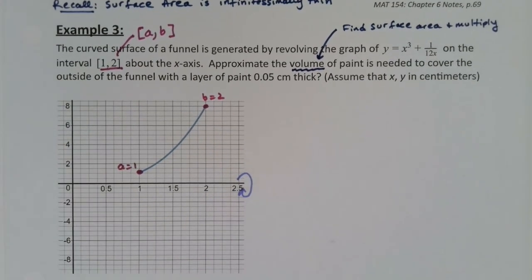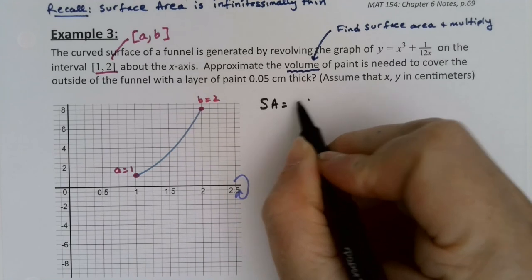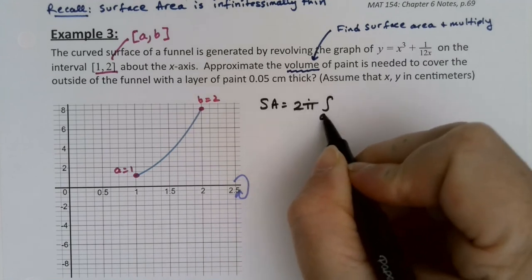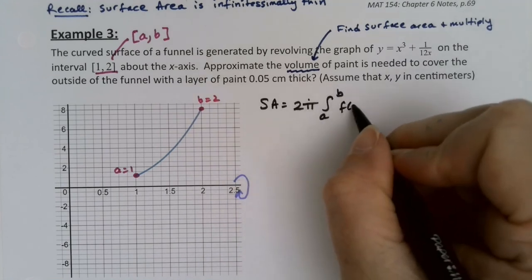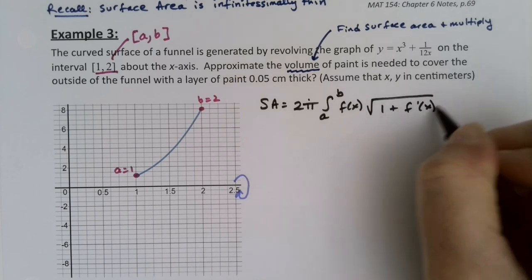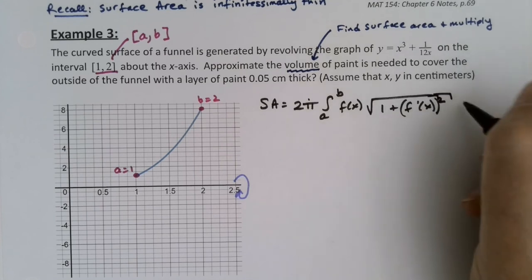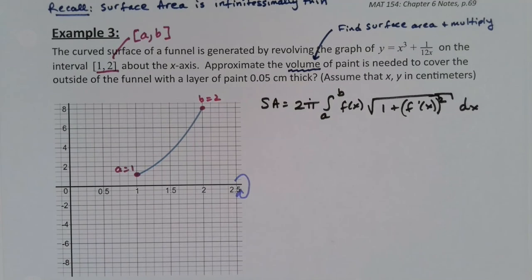Now, surface area is equal to 2 pi times the integral from a to b of f of x times the square root of 1 plus f prime of x squared, dx. Forgot about my squared there for a second.